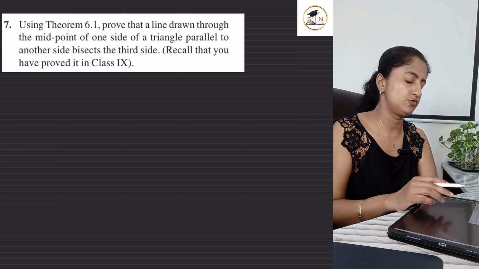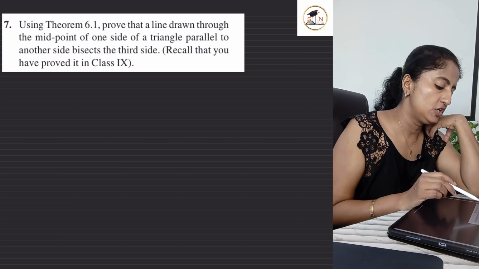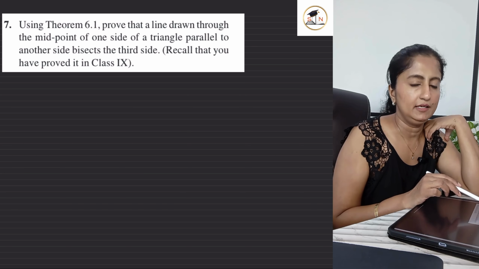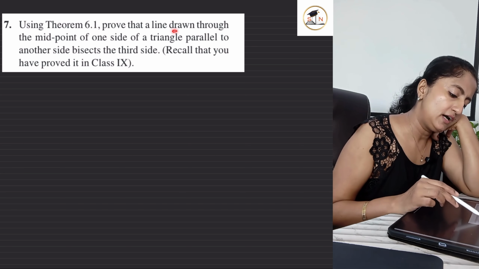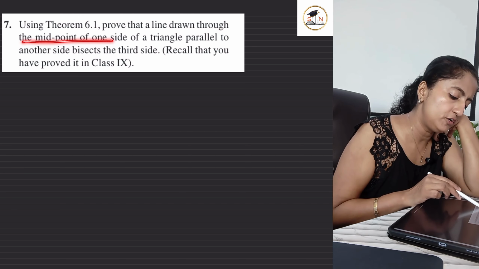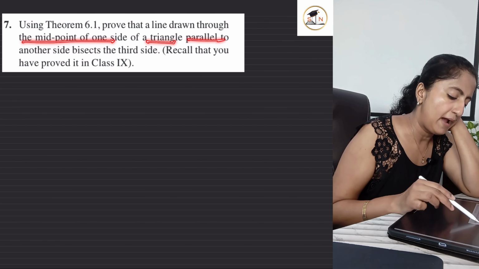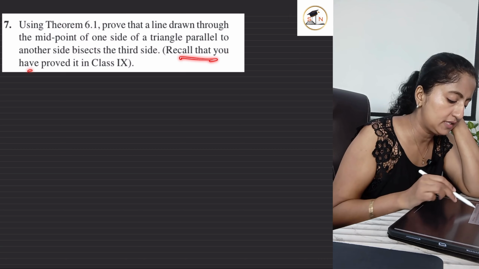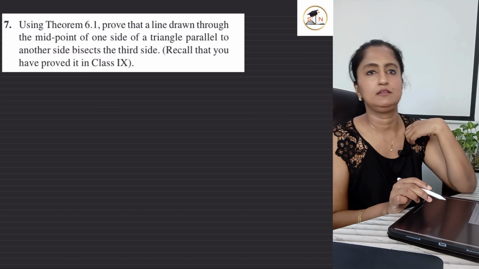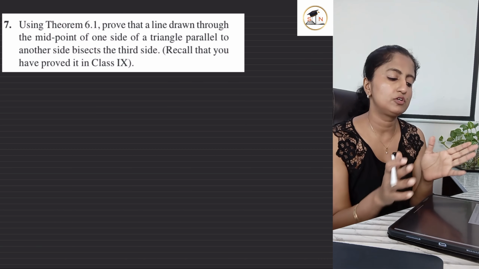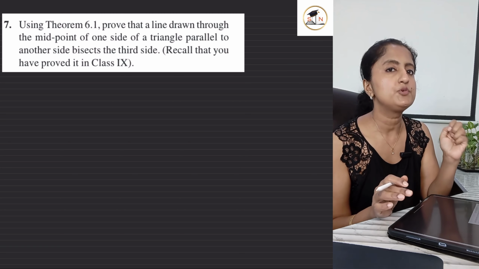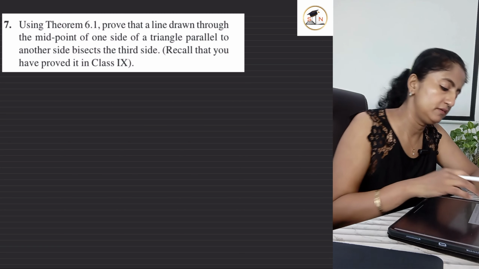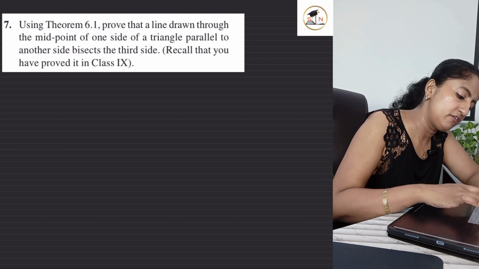There is no figure in this question, but it says using theorem 6.1. 6.1 means BPT. Prove that a line drawn through the midpoint of one side of a triangle parallel to another side bisects the third side. Recall that you have proved it in class 9th. Guys, read the theorem and try to recollect. I'm sure you must recall where you used it in class 9th. Meanwhile, I'll draw the figure.